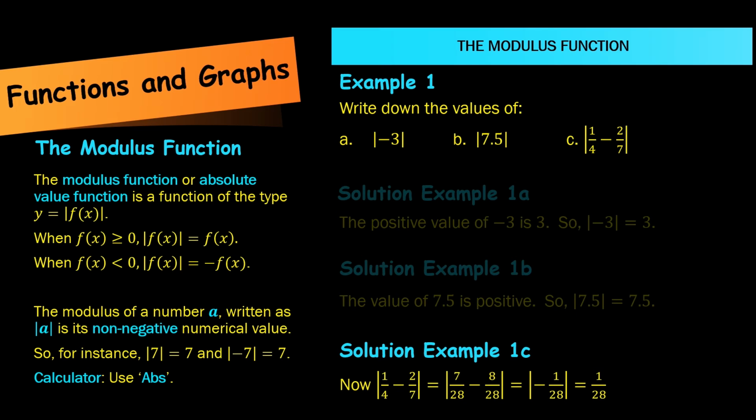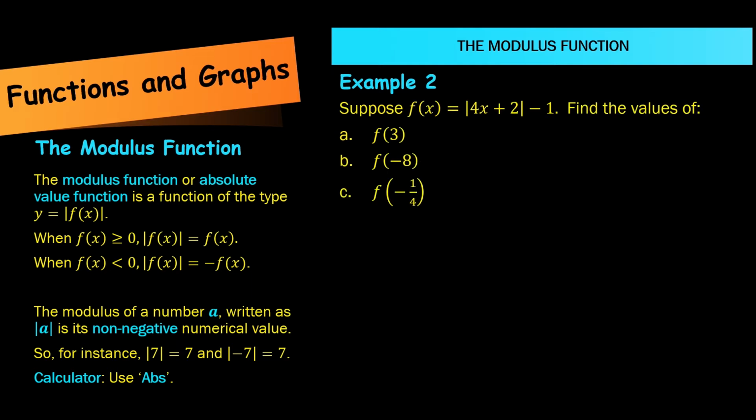And finally part C. If we tidy up the fractions, or subtract one from the other, we have 7 over 28 minus 8 over 28, putting them over a common denominator, which equals minus 1 over 28, which of course equals 1 over 28 when we take the modulus.